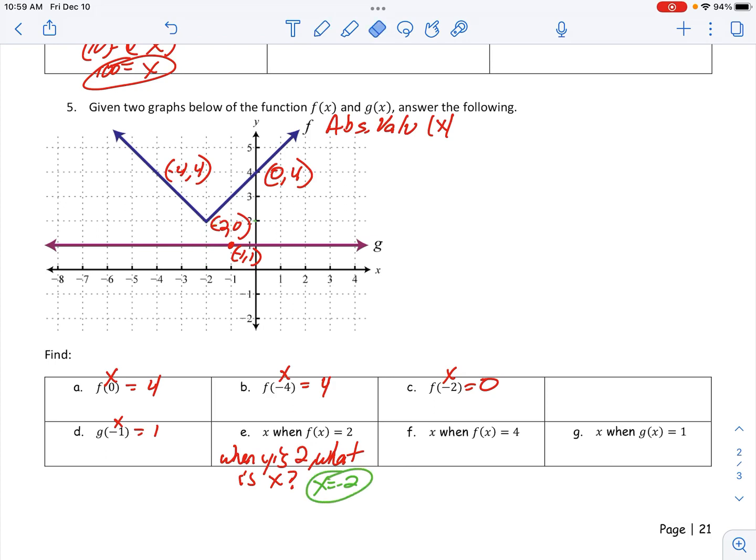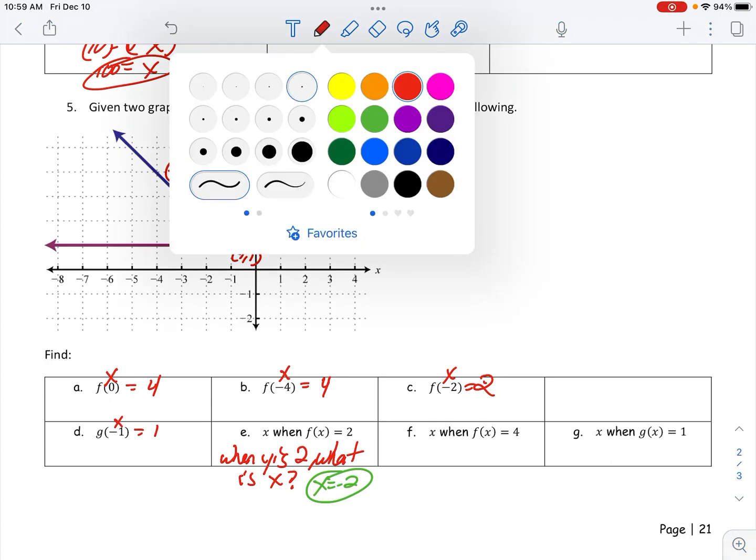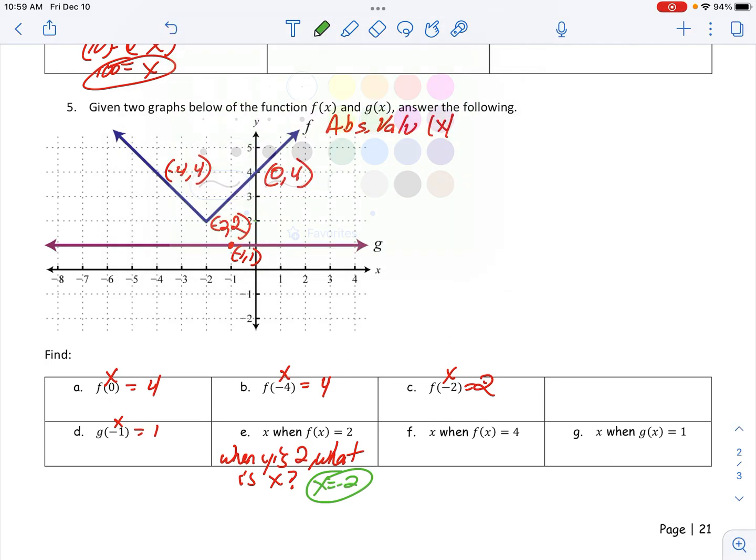As I was doing that, I just noticed I made a mistake for some reason. At this location, I said -2, 0, and that should have been -2, 2. So back on letter C, when I said -2, 0, I just caught my mistake. I was not paying attention. That should have been a y value of 2. My apologies.